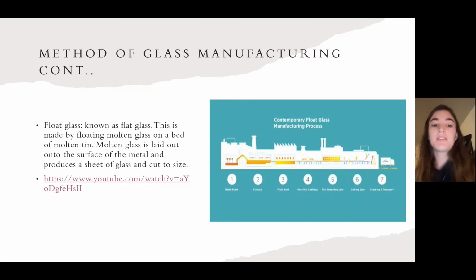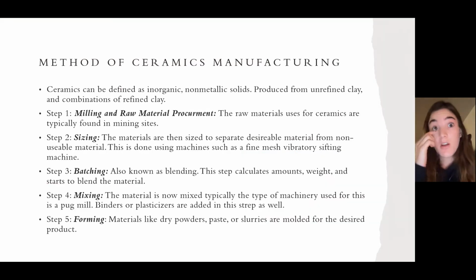Okay, that video basically just went over all the steps that I went through. It even shows the float glass process and everything that is used. Okay, going on to ceramics. So the method of ceramics manufacturing. Ceramics can be defined as inorganic and non-metallic solids, like I mentioned before. They're produced from unrefined clay and combinations of refined clay.